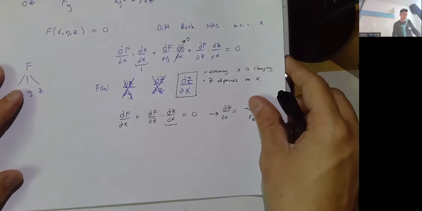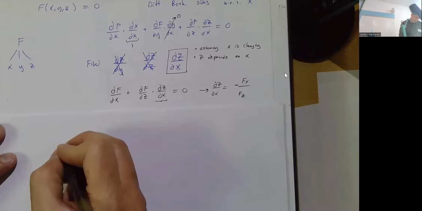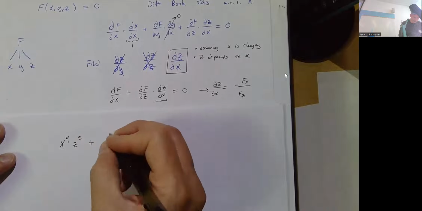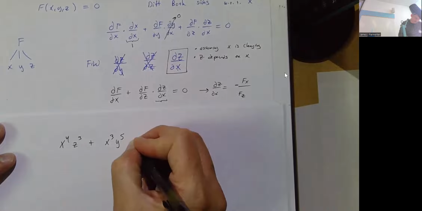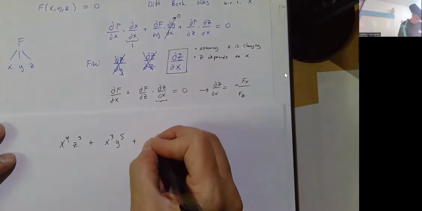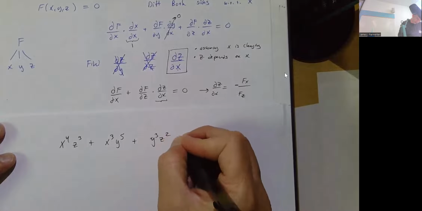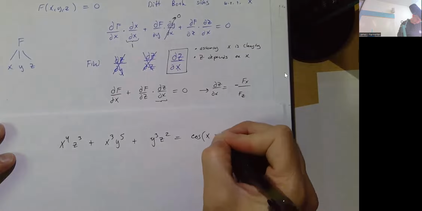Why don't you all try the following? Let me give you a new piece of paper here. I have one right off the bat here. Let me just make something up. So let's say you've got x to the fourth z cubed plus x cubed y to the fifth plus, why not, y cubed z squared equal to cosine of x to the fourth.